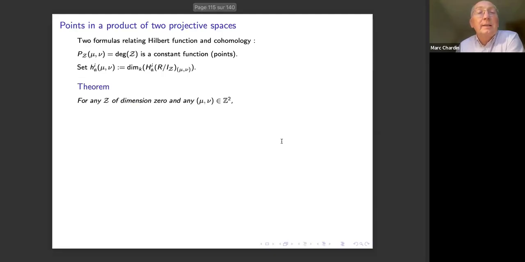The first thing we have seen is that if you have Z of dimension 0 and any mu and nu, the Hilbert function in degree (mu, nu) is equal to the degree of Z, the dimensional value, minus the dimension of H1b in this degree. This was the formula. So it's the correcting term.